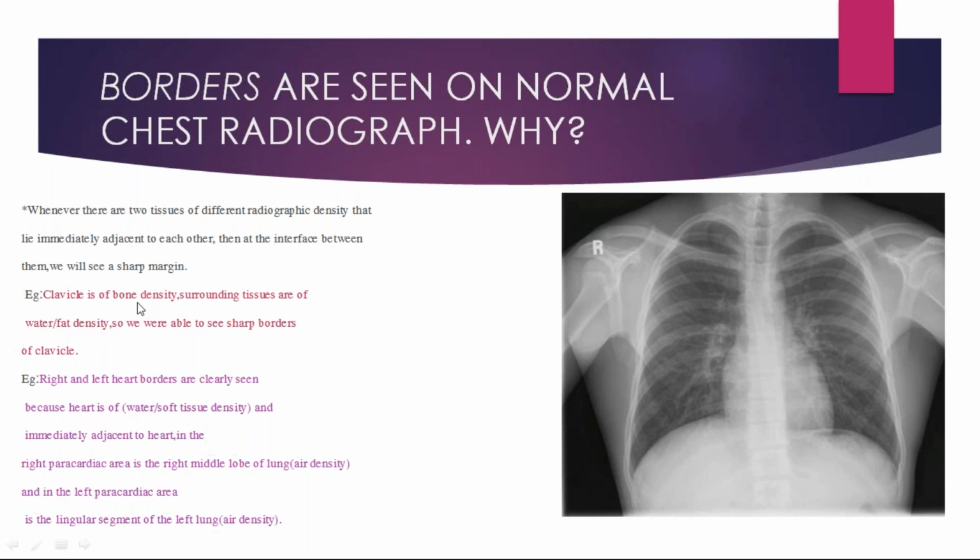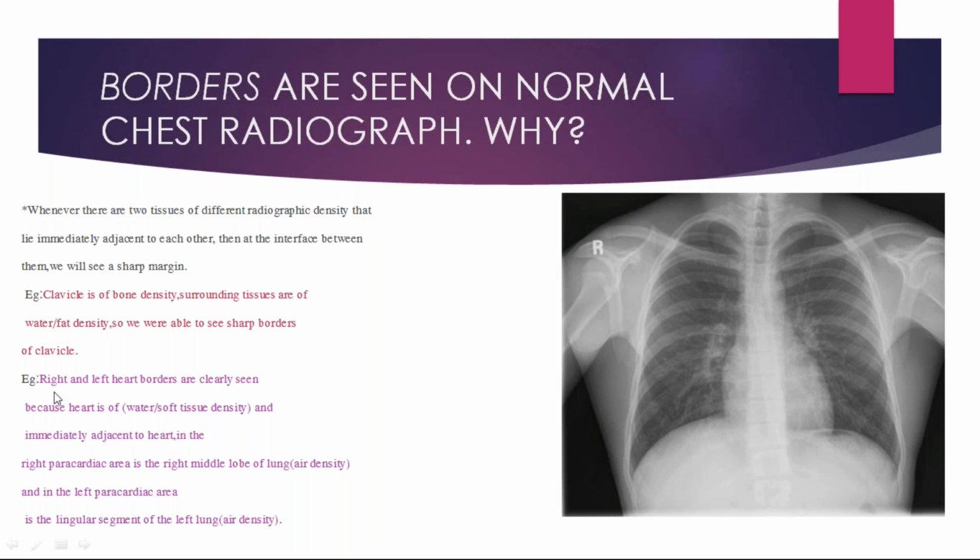A clavicle is of bone density. Surrounding tissues are of water or fat density. So we were able to see sharp borders of the clavicle because of the difference in densities.